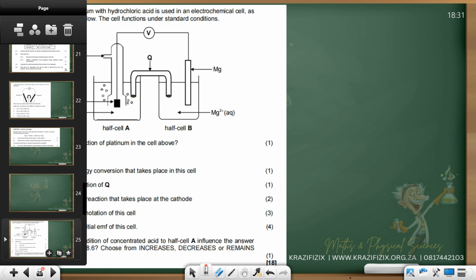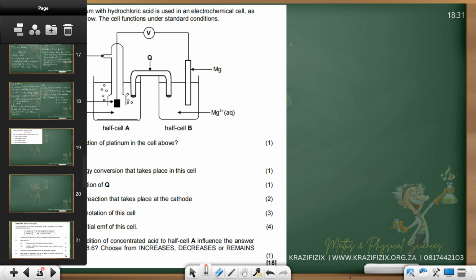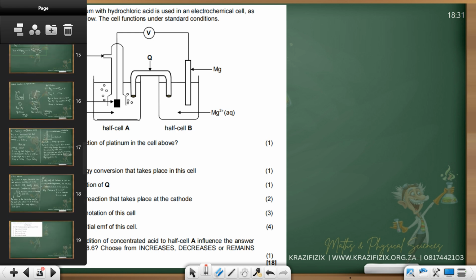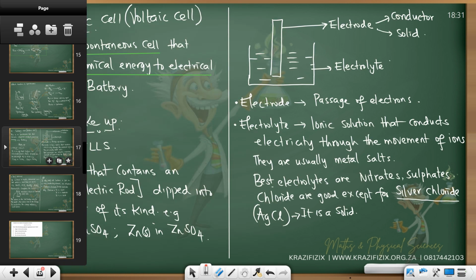Because if I'm using hydrogen gas, hydrogen is not a solid. The reaction must be spontaneous. No, I mean the metal shouldn't be available. If I use something else, it's going to mess up my chemical composition. So that's why we say it is inert.